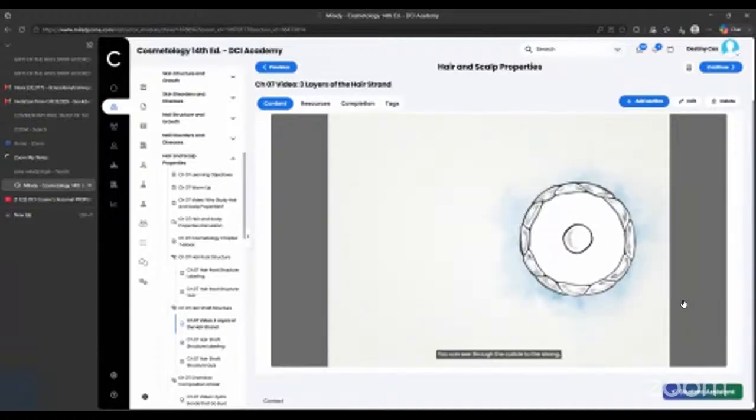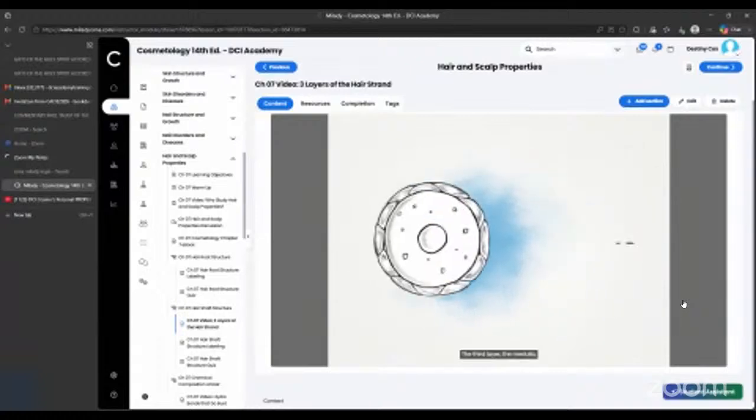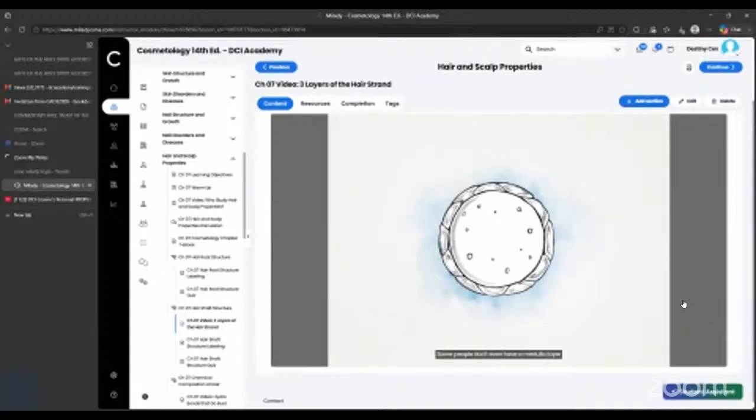You can see through the cuticle to the strong, spongy second layer, the cortex. It forms the bulk of the strand and holds the color of your hair, either the one you were born with or the color you put on last week. The cortex also determines the hair's strength and elasticity. The thicker the cortex, the stronger the strand. The third layer, the medulla, hides inside the cortex. Scientists don't exactly know what it does or why people have it. Some people don't even have a medulla layer in their hair. Good to know it's there, if it's there, but nothing you need to worry about.